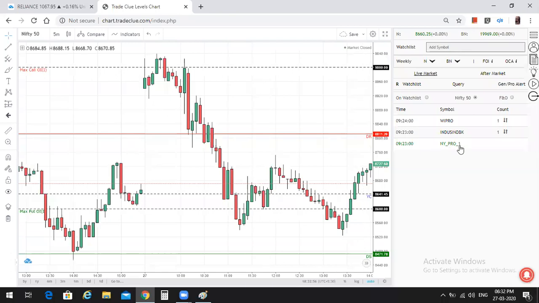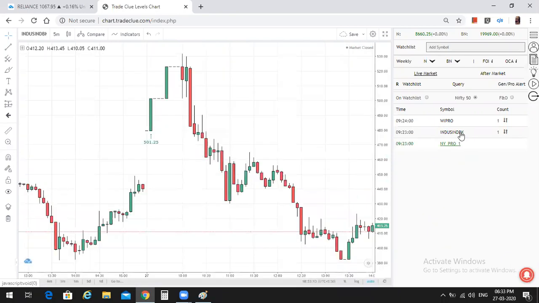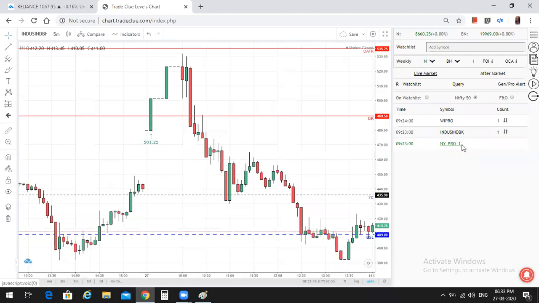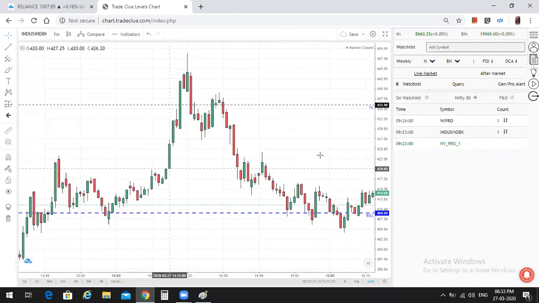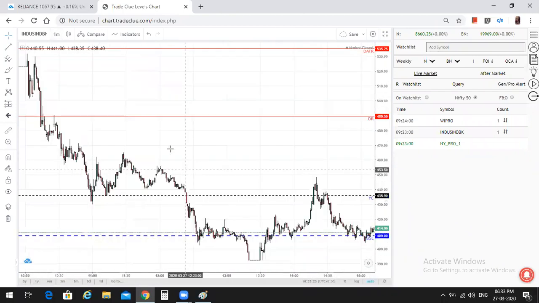Now, what is this one over here? NY Pro 1 means it's telling you the time frame. That means on the 1-minute chart, you are getting the NY Pro alert. So once I get the alert over here, I just expand this and click on NY Pro 1. It will open in the same chart for me. So let me change this from 5-minute to 1-minute because it says 1. Okay, so let's see how it looks.